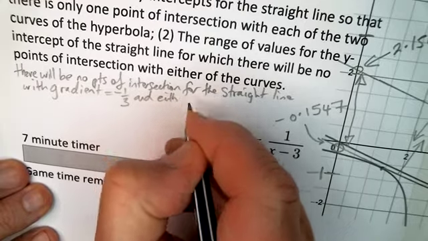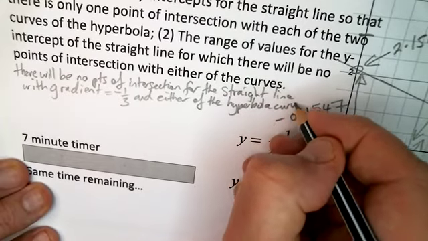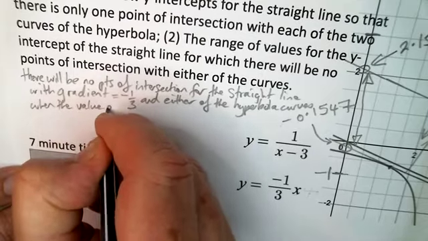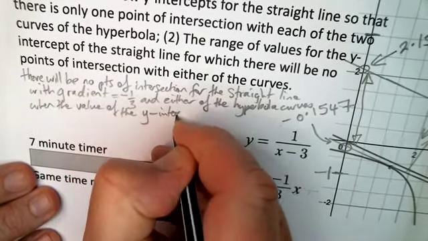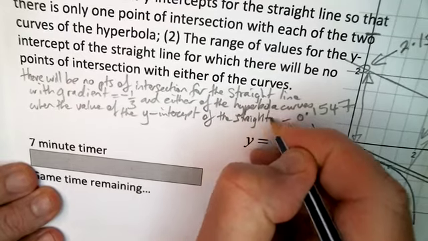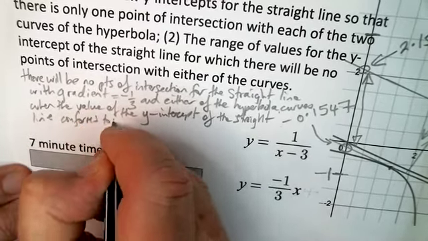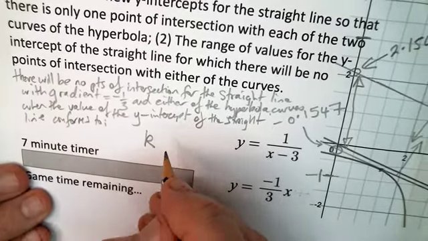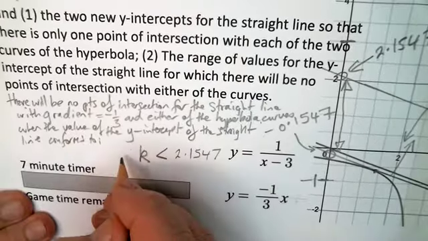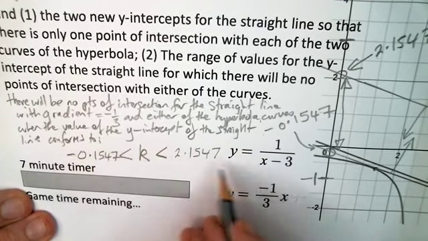and either of the hyperbola curves when the value of the y-intercept of the straight line conforms to, so it's going to have to be k is going to have to be less than this one up here, which is 2.1547, and it's going to have to be greater, though, than this one down here, which is negative 0.1547.